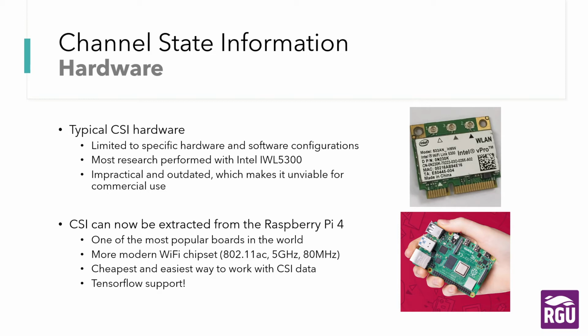However, thanks to a tool from Germany called Nexmon, CSI can now be extracted from more consumer devices than ever before. Most notably, the Raspberry Pi 4, which is one of the most popular computing devices in the world. Not only does it use a more modern Wi-Fi specification, but it's also supported in the very latest Linux kernel, and this makes it the cheapest and easiest way to work with and research CSI.